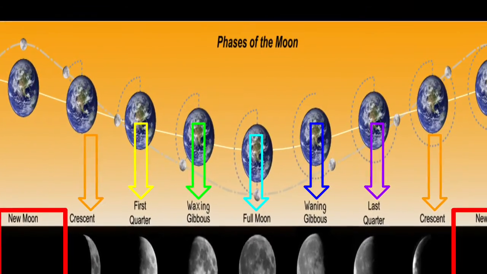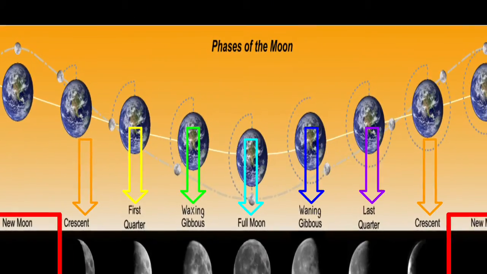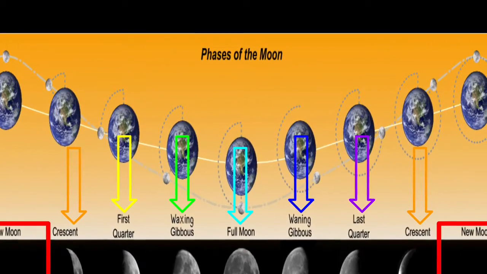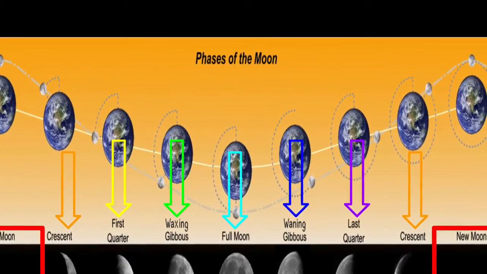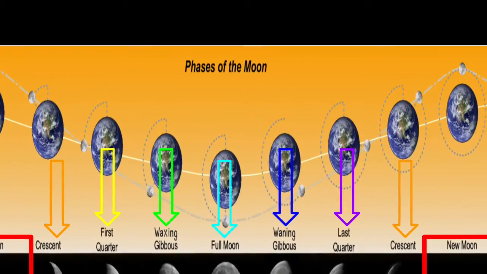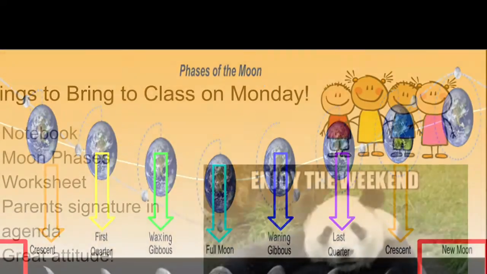The final phases before the new moon are called the last quarter because it happens in the last fourth of our phases, and then finally our waning crescent. That happens right before our new moon.